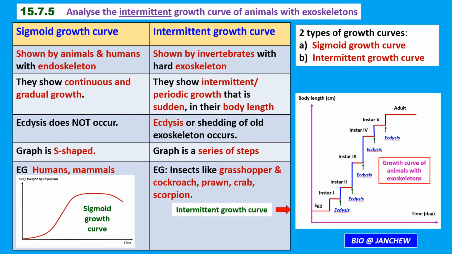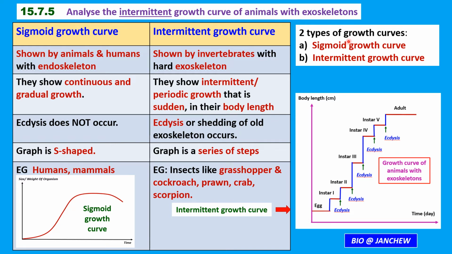Right, next we are going to analyze the intermittent growth curve of animals with exoskeletons. So we are not going to talk anymore about the sigmoid growth curve. We are going to look at another type of growth curve, which is the intermittent growth curve. Say this word, intermittent growth curve. Intermittent means periodic. It occurs on and off, on and off. So the growth curve is like a series of steps, or like a staircase. Unlike the sigmoid growth curve, which is shaped like an S shape. So what's the difference between these two types of curves, right?